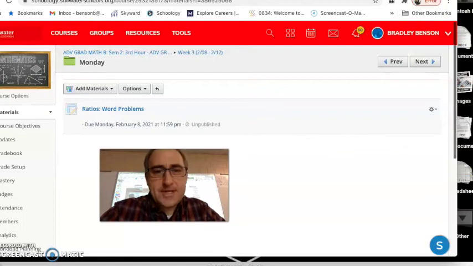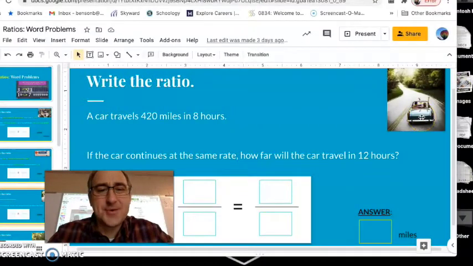Class, today we're going to continue our conversation and learning about ratios. We're going to dig a little deeper into word problems. These word problems are a little bit more wordy and more specific than some of the problems we've looked at in the past. We are going to first start by talking about a couple of strategies to help you decipher word problems.